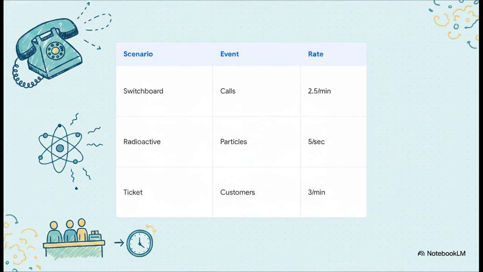Let's say a company switchboard gets an average of 2.5 phone calls per minute. That 2.5 is our lambda. We plug that straight into the Poisson formula to figure out the exact probability of getting, say, exactly 4 calls in the next minute, or maybe dead silence with 0 calls. And it's the exact same math whether you're measuring 5 emitted particles per second from a lump of radioactive material or a ticket counter seeing 3 arriving customers per minute. If you know the average rate, Poisson lets you predict the chaotic, real-world fluctuations around that average.